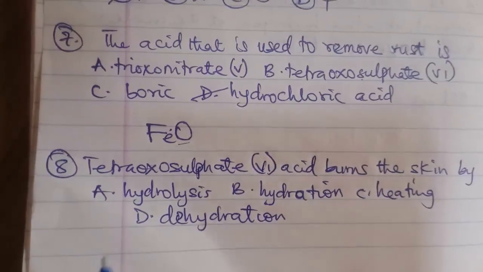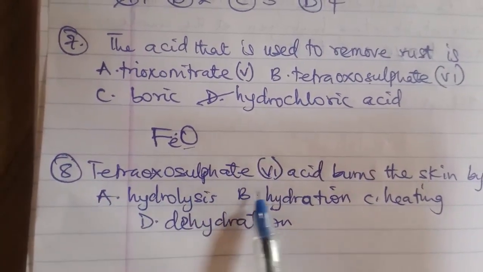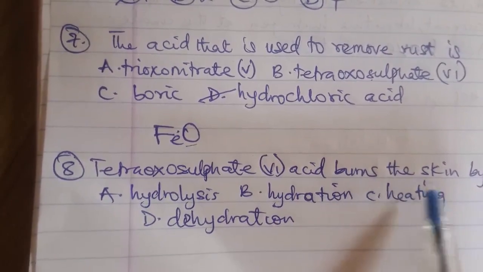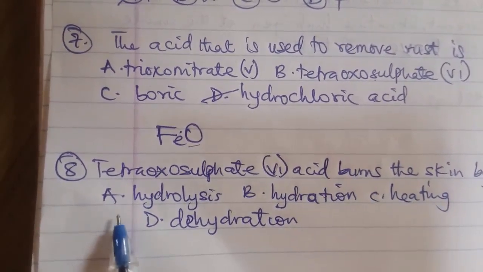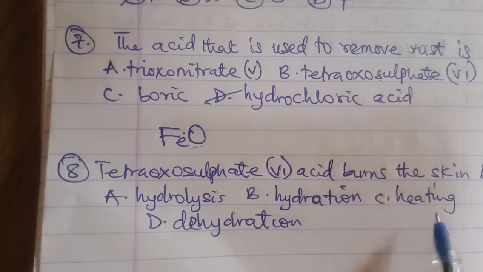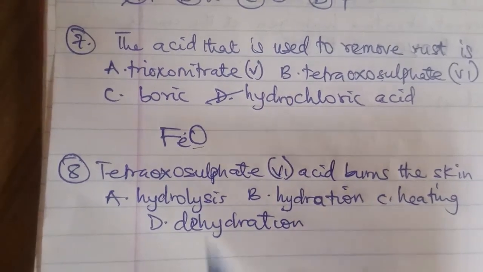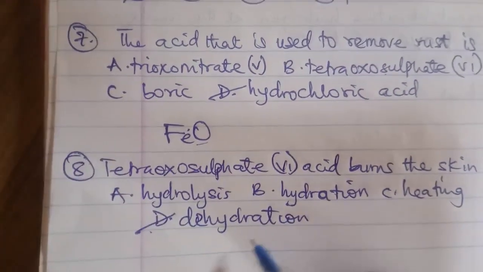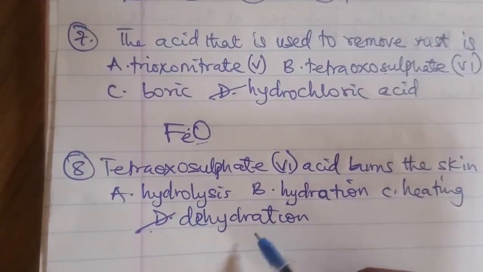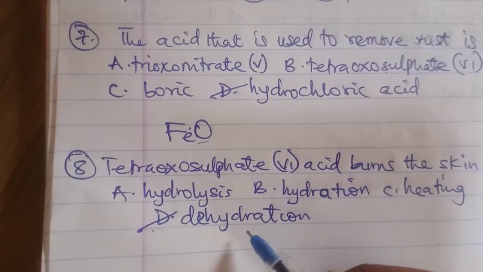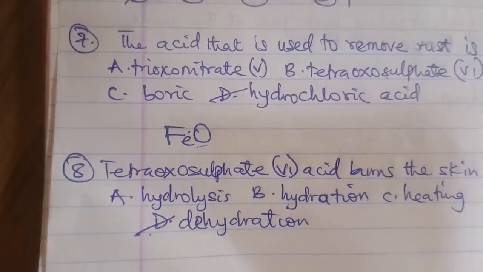The next question says, tetraoxosulfate 6 acid burns the skin by A. Hydrolysis, hydration, heating, dehydration. The answer is dehydration. It removes the water that is on the skin, so it dehydrates it, and by so doing it burns the skin.